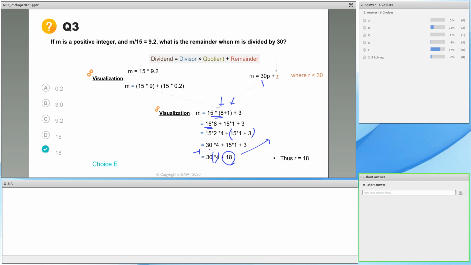If this number was, let's say, 32, then your correct answer would have been the remainder when 32 is divided by 30, which would have been 2. That's the key point that you always have to remember.